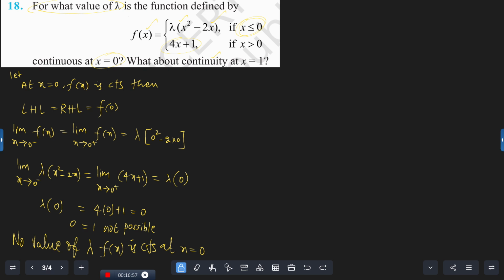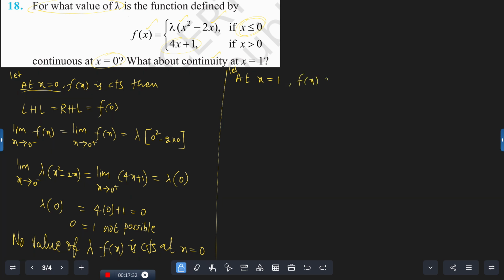And they asked, what about the continuity at 1? This is at 0, so now let's go to the continuity at 1. So 0 is over, now 1. Suppose f is continuous at 1, what will the lambda value be? Again, the same procedure.